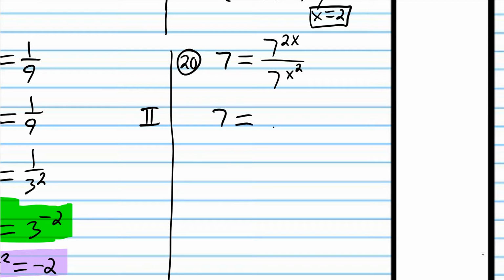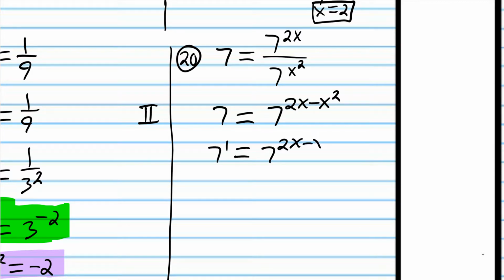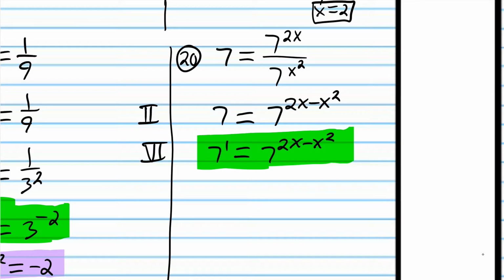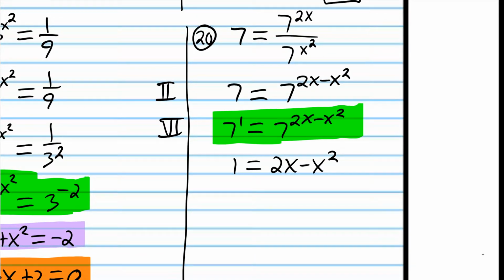Because we're dividing powers, so we can subtract the exponents. And now we can change 7 to 7 to the 1st power. That is rule number 6. And that is the critical stage. The bases are the same, so we can get rid of those bases, and we have 1 is equal to 2x minus x squared.